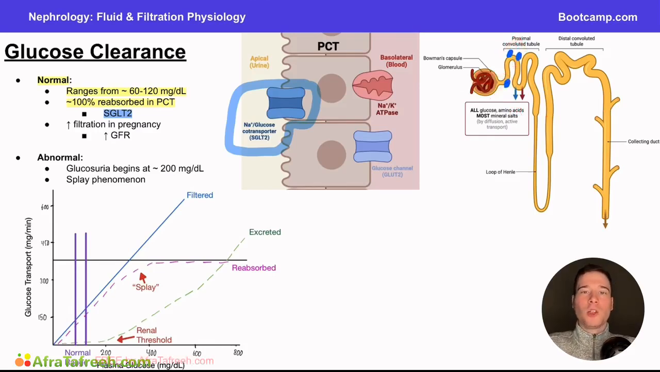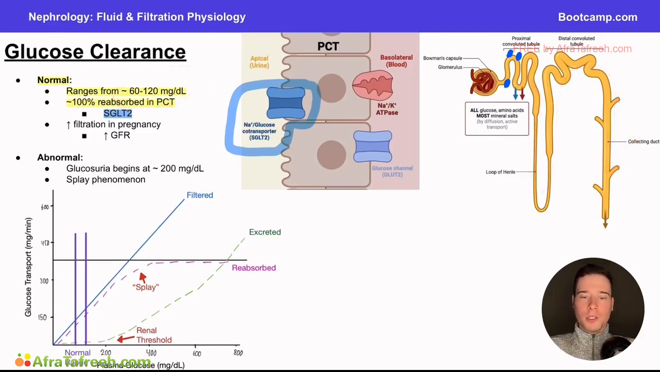So if we think about it, glucose is very important to the body. We use it as one of our primary sources of energy. So it's important that whatever glucose is actually filtered in Bowman's capsule gets reabsorbed by these SGLT2 co-transporters, because we need that in the body. We don't want it to actually be filtered all the way through the nephron and leave in the urine, because we want it in the body, again, at these normal physiologic ranges.